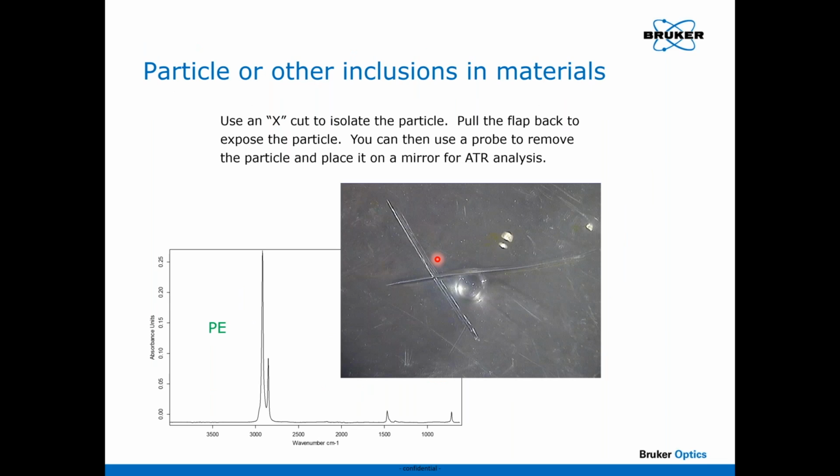This is a challenging example at first glance. Now I want to look at a particle or contaminant in a multi-layer film. How can we do this? Well, there are many ways to try and do this. The easiest way I do it is I actually make what I call an X cut. I can cut and then peel back the flap and collect a spectrum via micro ATR very quickly and very easily. You'll want to practice with this on the side.